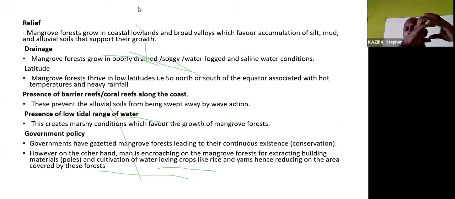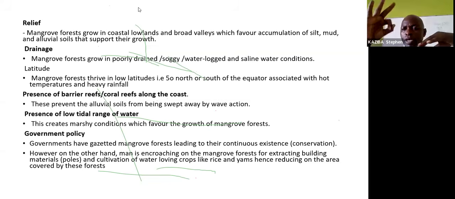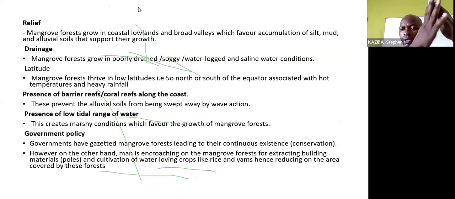Then you also have savanna vegetation. Subdivide into 3. Dry savanna: give where it is located, 2 or 3 characteristics. Then you go to savanna grassland, where it is located, 3 characteristics. Go to woodland, where it is located, 3 characteristics. Then go to swamp, mangrove swamp, where it is located, papyrus swamp, some few characteristics.